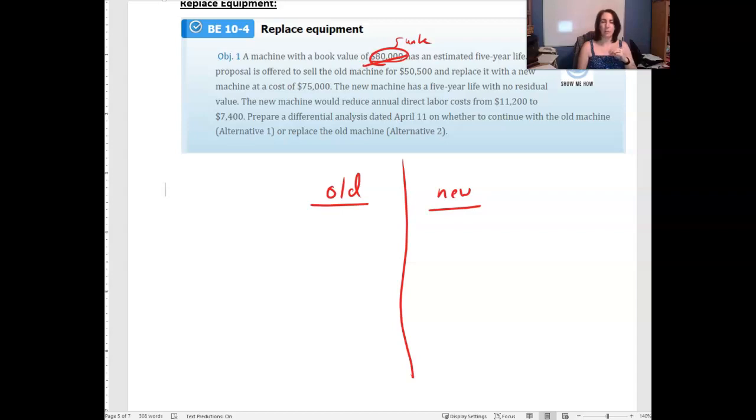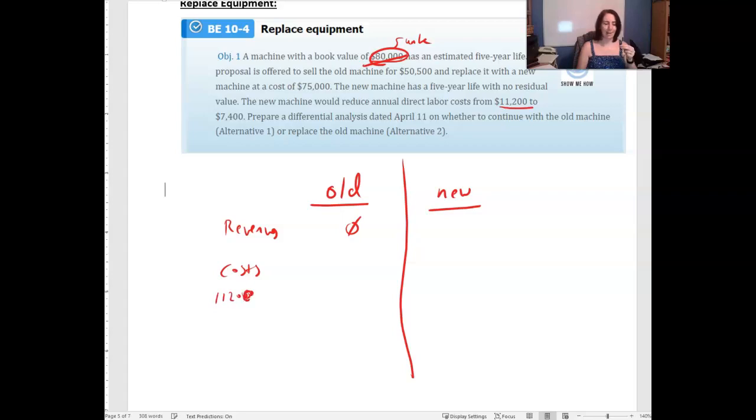Okay, the old machine. So we're going to do revenues and we're going to do costs here. The old machine doesn't have any revenues. You'll see the new machine will, so just hold that thought for a second if that doesn't make sense to you yet. Okay, so no revenues. But the old machine does have some costs. It says the new machine would reduce the annual direct labor costs from $11,200 to $7,400. So there are direct labor costs associated with the old machine. Really, it's $11,200.